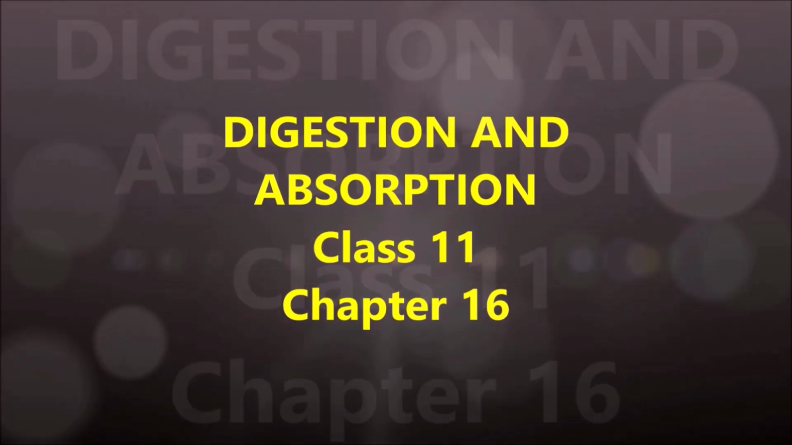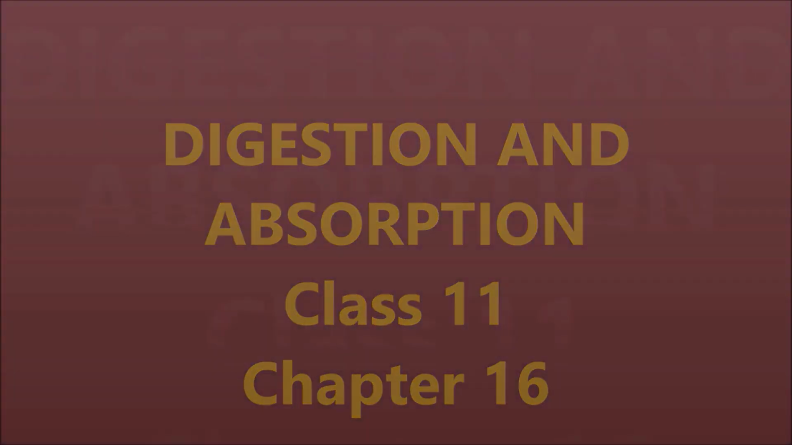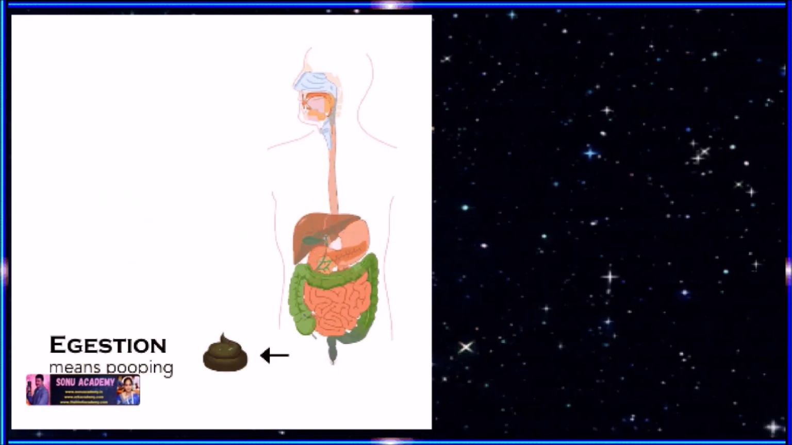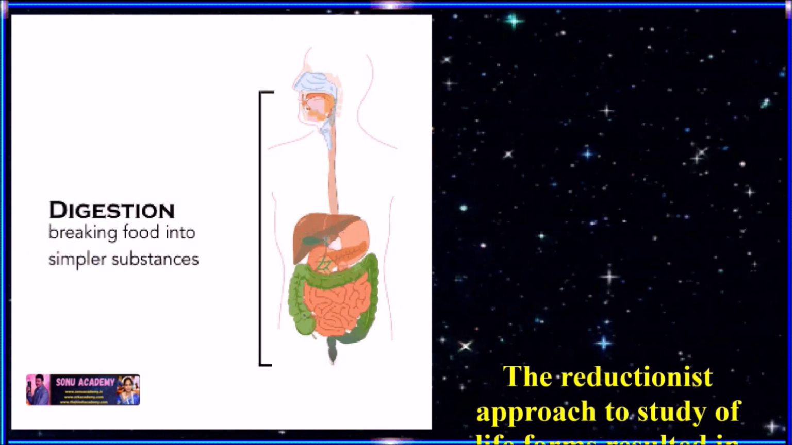Children, now let us discuss about digestion and absorption. Children, let us discuss in detail about what is digestion and absorption from chapter 16.